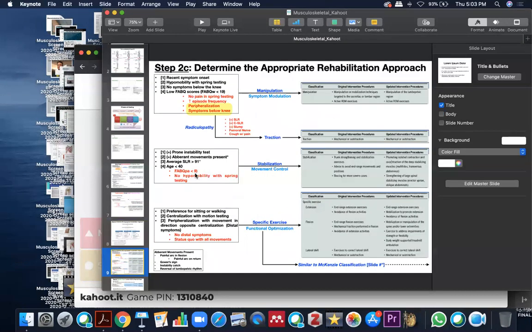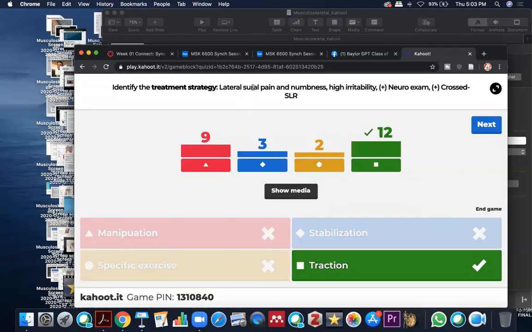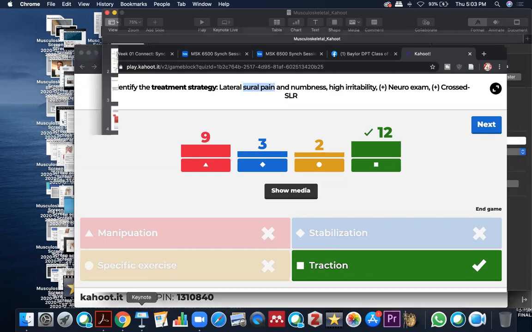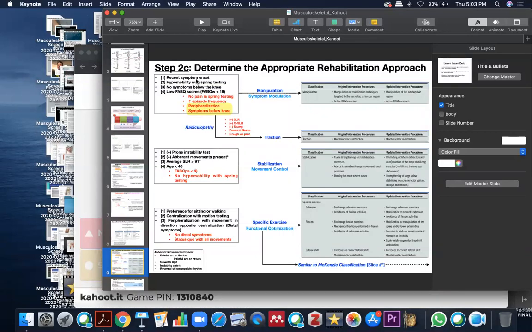So I put this together with all the major things that help rule it in. And in case anyone was wondering, because I got a few questions on this, the red ones here are the rule out. So these would actually discourage the decision to put it in that particular category. So for example, the person in the question has lateral sural pain. Sural is the calf region. So there we've got pain past the knee. And if we've got pain past the knee, that pretty much rules out using manipulation, so putting them in the symptom modulation category.